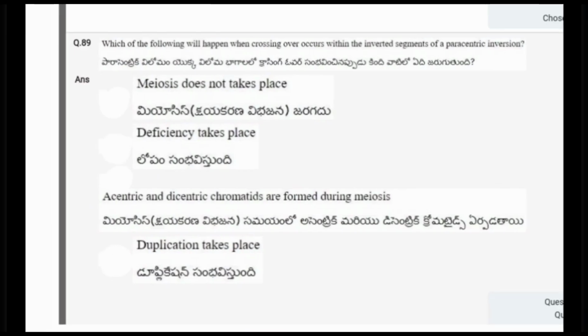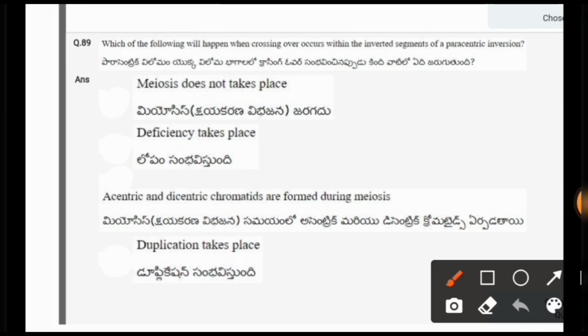Next question. Which of the following will happen when a crossing over occurs within the inverted segments of a paracentric inversion? The options are meiosis does not take place, deficiency takes place, acentric and dicentric chromatids are formed during meiosis. The fourth option is duplication takes place. The correct option is the third one, that is acentric and dicentric chromatids are formed during meiosis.